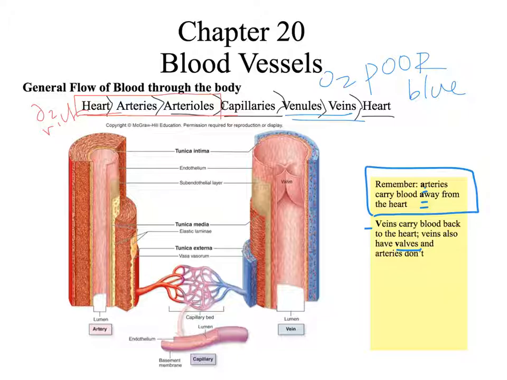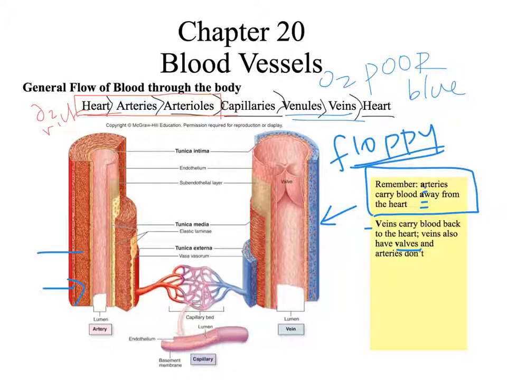Okay, so this is showing you a representative artery and a representative vein. You're going to notice that veins are normally very floppy. They're big, and the layers in them are not as thick, so they're floppy. They have less tension in them, whereas arteries have a thick layer called the tunica media, and the tunica media is where the muscle is, and it makes an artery very firm.